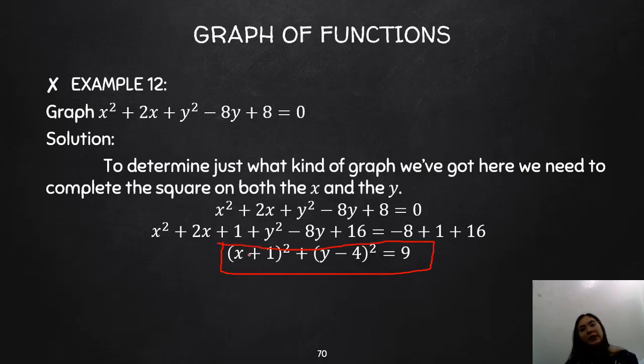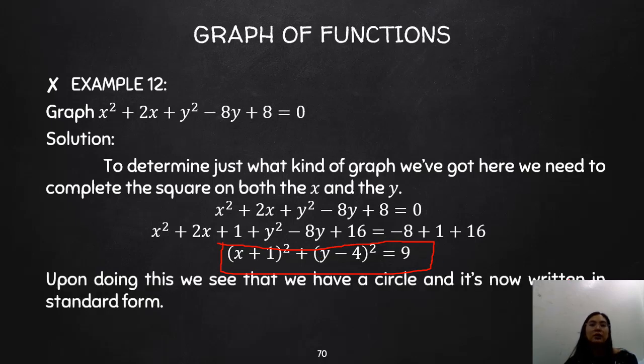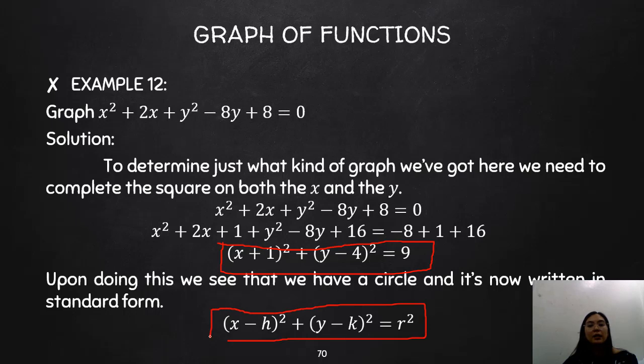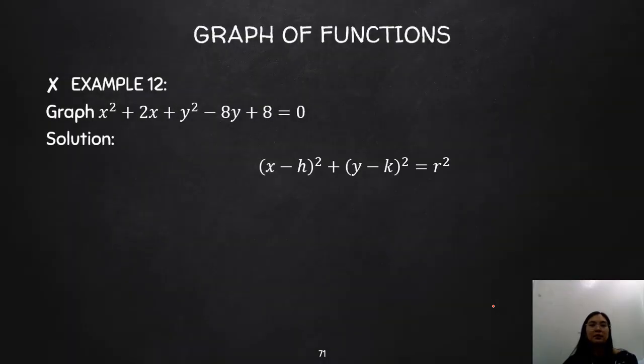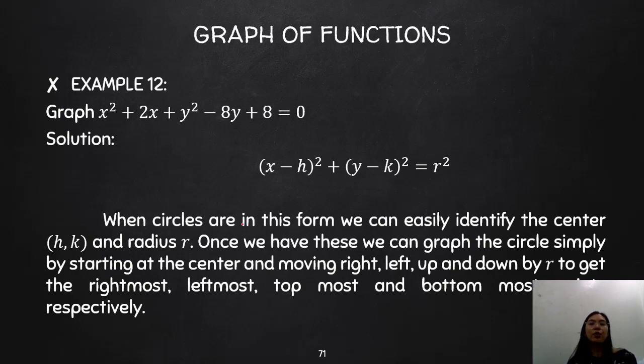So, anong mapapansin nyo pag nakita nyo ng ganyan yung inyong function? We will see that we have a circle in its standard form. Di ba? Ganito kasi yung sa circle and almost similar silang dalawa. So, therefore, we have an equation of the circle. When circles are in this form, we can easily identify the center and the radius. Once we have this, we can graph the circle and simply, by starting at the center and moving right, left, up, down by R to get the rightmost, leftmost, topmost, and bottommost points of the function respectively.